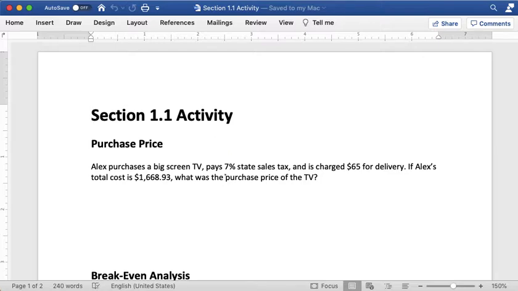So the first thing we need to remember is that when we have a percent sales tax, 7%, what we need to do is convert that to a decimal. So 7% is 7 over 100, which is 0.07. And so when we're thinking about this, what we're doing is we're taking our purchase price. I'm going to have a variable for that, which I'll use X. You could use P or whatever you like.